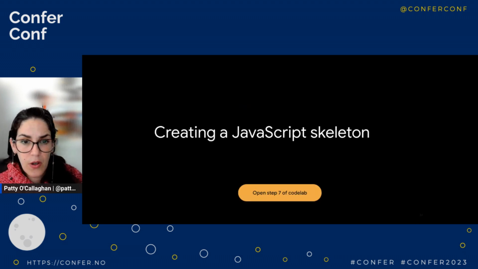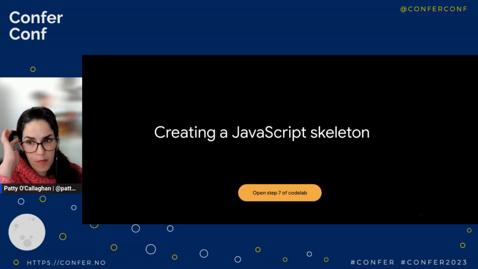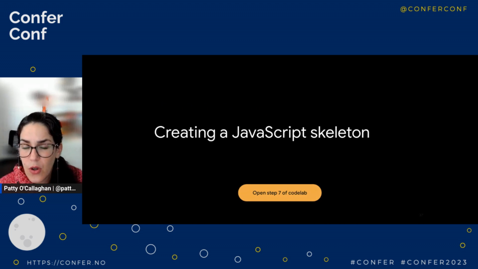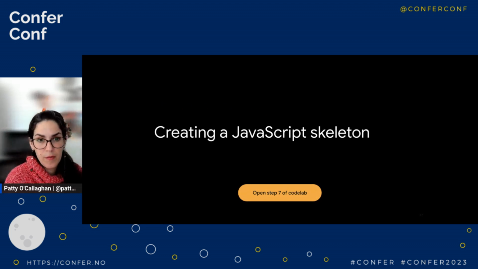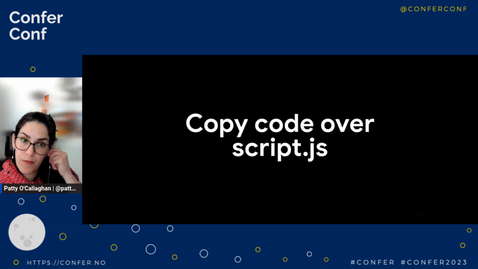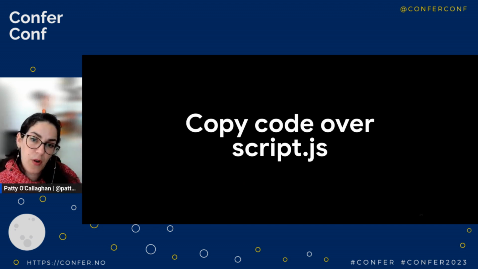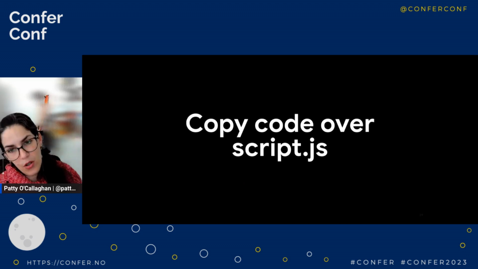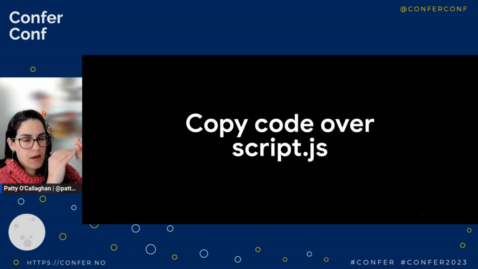Okay, now let's go to the JavaScript part. You're going to do the same from step 7 of the code lab. You will open step 7 and follow the instructions there. It's basically the same thing. You're going to copy code from there and put it on the script.js. You will follow step by step on the code lab.